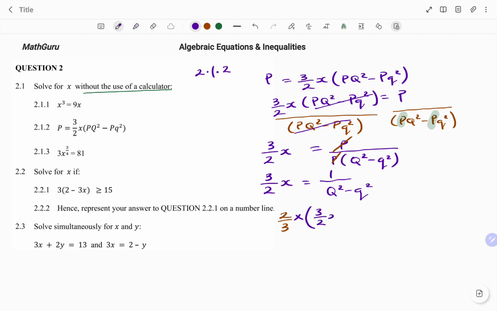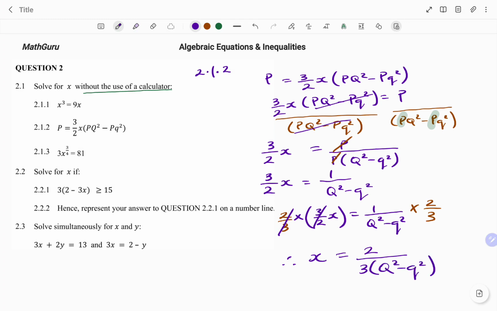3 over 2x. And on my right-hand side, I'm going to do the same. I have times 2 over 3. Therefore, 2 over 3 times 3 over 2, that's 1. I have x equals 2 times 1, 2 over 3 in bracket q squared minus q squared. That's my answer.